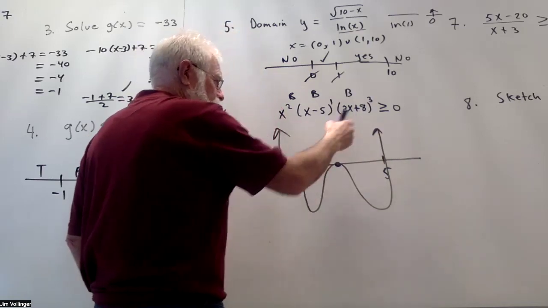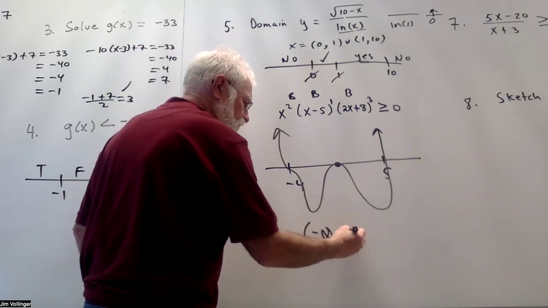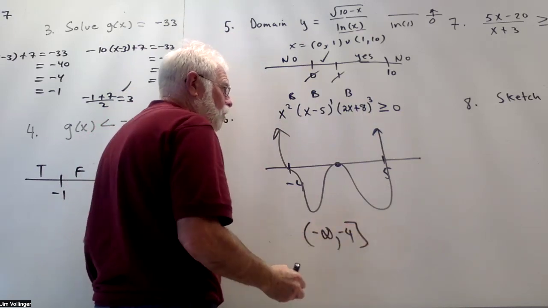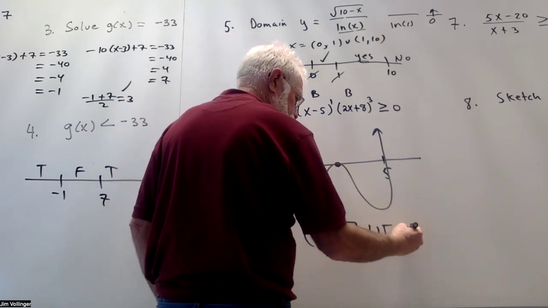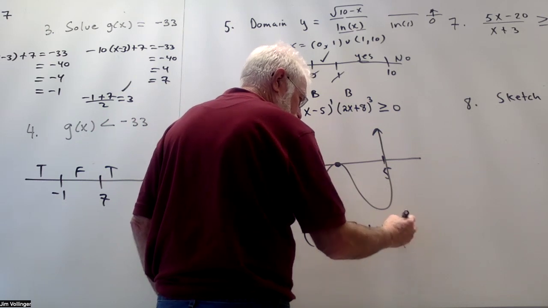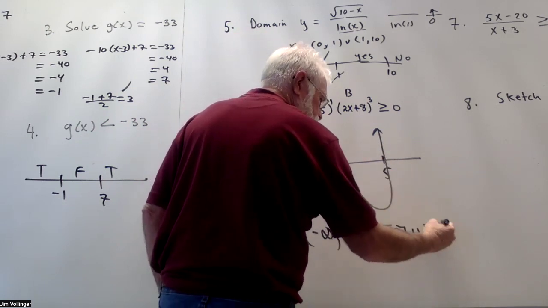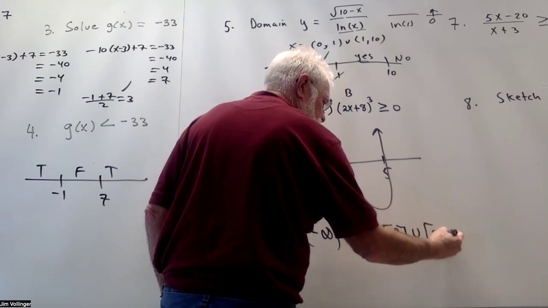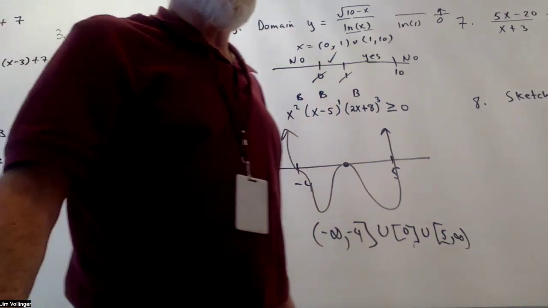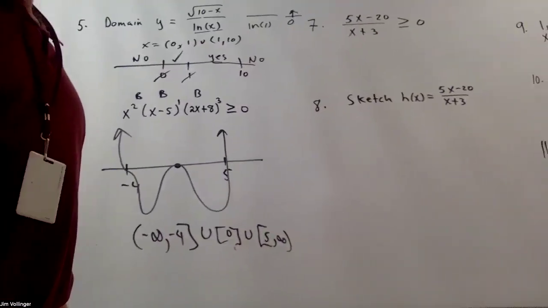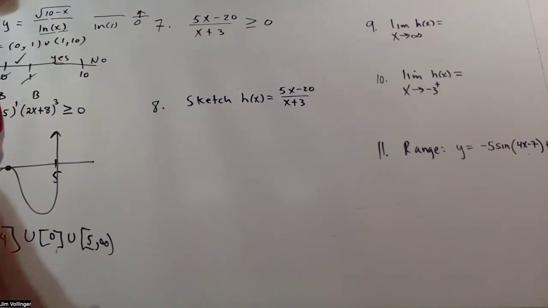What am I, bigger than or equal to 0? Well, it sure looks like negative infinity to -4. -4 works. Union, 0 works. We'll need a comma there. Union, 5 works, all the way to infinity. We will get truth, justice, and the who knows what country kind of way. All right, what do we got here?